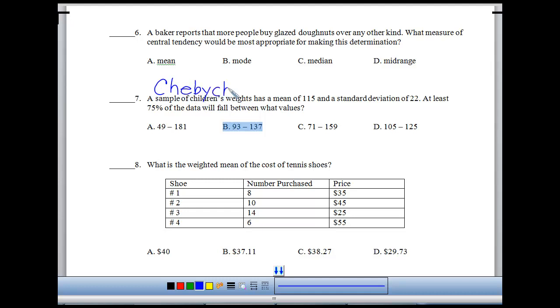Chebyshev's theorem. All right, this is about Chebyshev's theorem. We've got the mean, the standard deviation, and a percentage, and they're asking us about some interval. That summarizes Chebyshev's theorem and the empirical rule. How can I decide whether I'm going to apply Chebyshev's theorem or the empirical rule here?